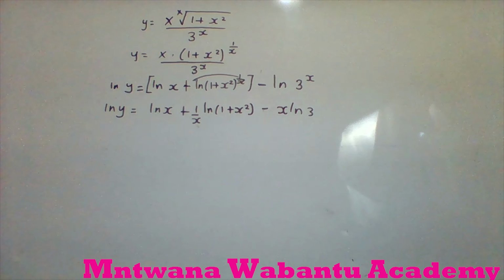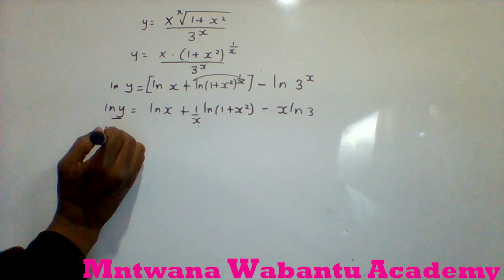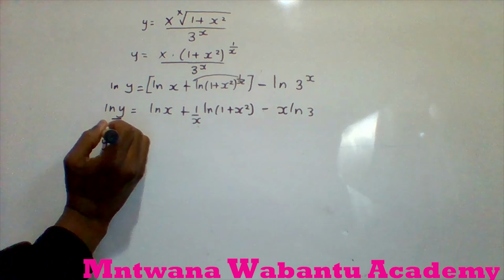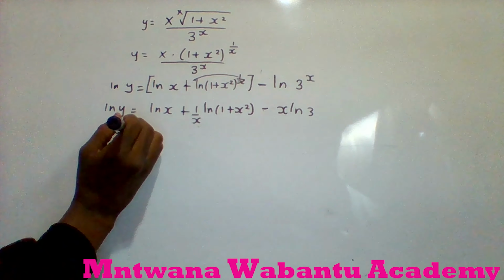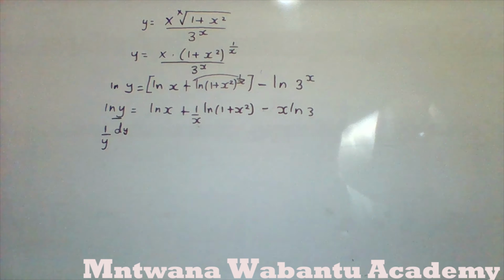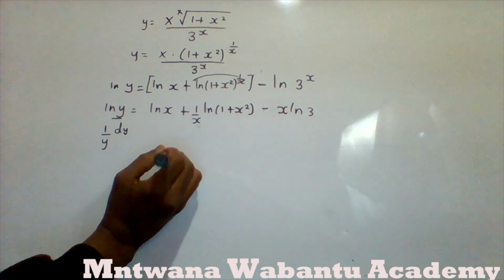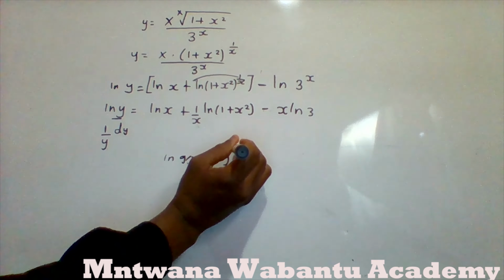So now let's differentiate this. If I differentiate this, it's going to give me 1 over y, because when you differentiate y you get 1 over the same function, times dy. And on this side, everything is going to be dx. When somebody gives you ln of g of x, you differentiate whatever is in there, and then put it over the same function.